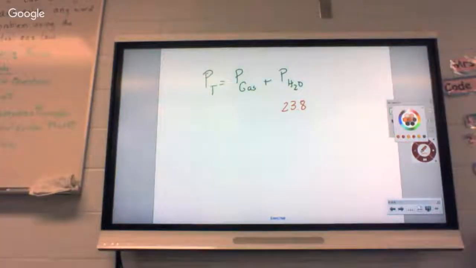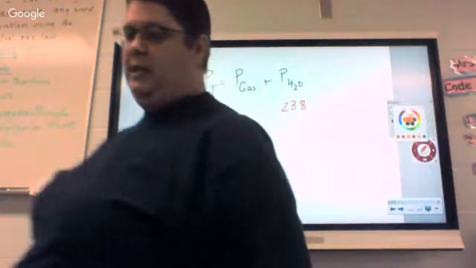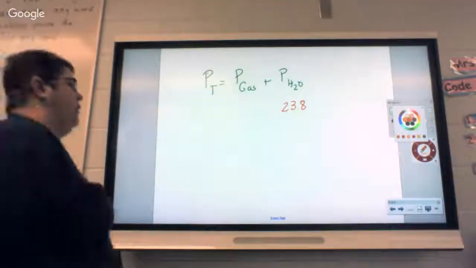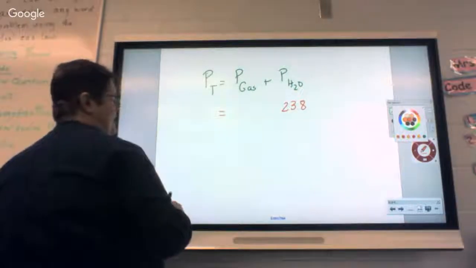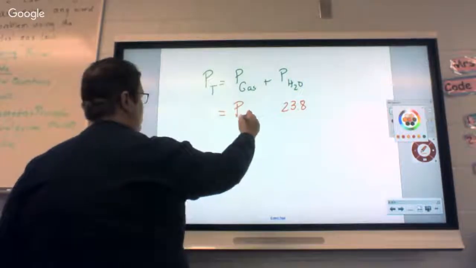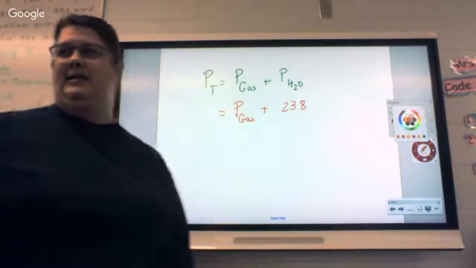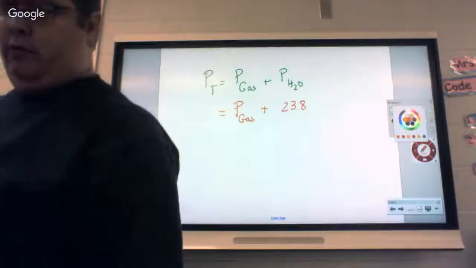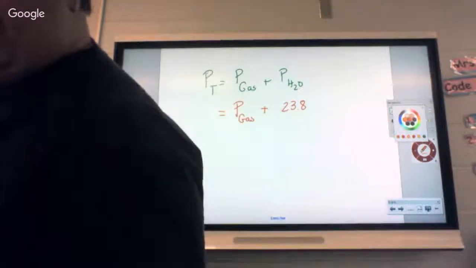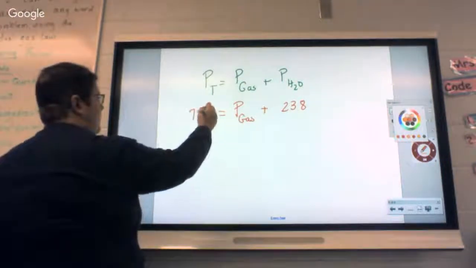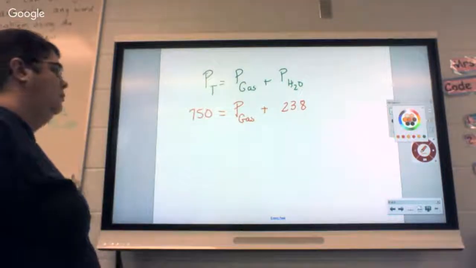Now, we are either given in the question the total pressure or the partial pressure. Question 16 says, what is the partial pressure? So are we looking for P total or P gas? P gas. Right? So that means P total has to be given. So what do we have for P total? 750. All right.